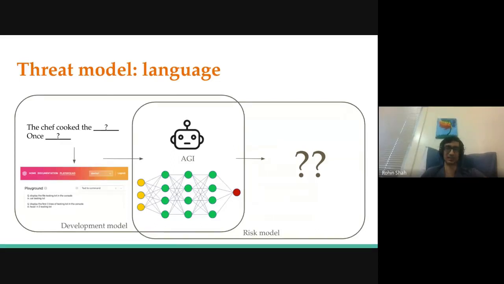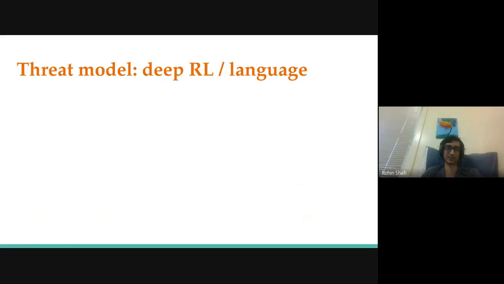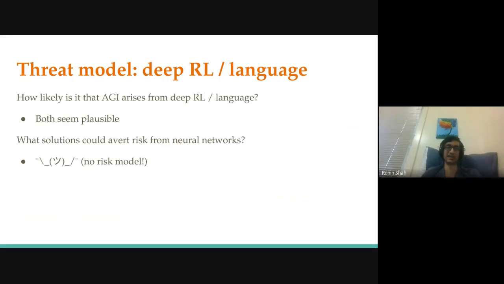Okay, so for both the sort of deep RL and language threat models, we've got the development models, and it seems fairly plausible that you get AGI or powerful AI systems this way that are transforming society. But when you think about, all right, what are the solutions? What are the AI alignment techniques I should throw at these models if I believe they're going to turn into AGI? It's sort of not that obvious. We don't really have a story for what goes wrong, and as a result, it's pretty hard to think of solutions. It's hard to solve a problem before you know what the problem is.